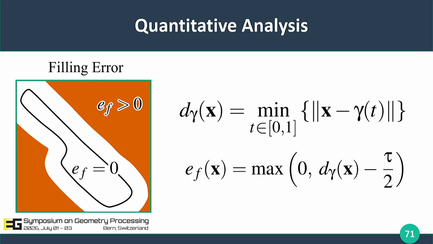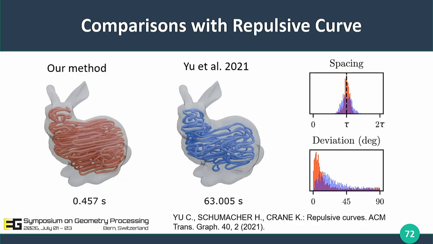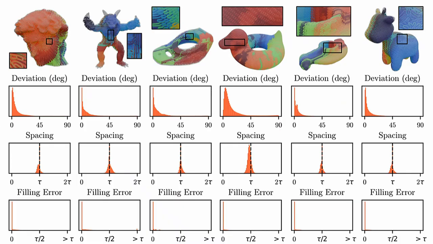the target maximum value. With this metric, we can compare our method, shown in orange, with the repulsive curve approach, shown in blue. As you can see, our method achieves significantly better alignment and spacing while requiring only a small fraction of the computation time. We computed histograms of these metrics across many objects, and as shown, results are overall quite good. In particular, the filling error is generally low, with a few exceptions in small detail regions where the curve struggles to fit, such as in the ears of the armadillo.